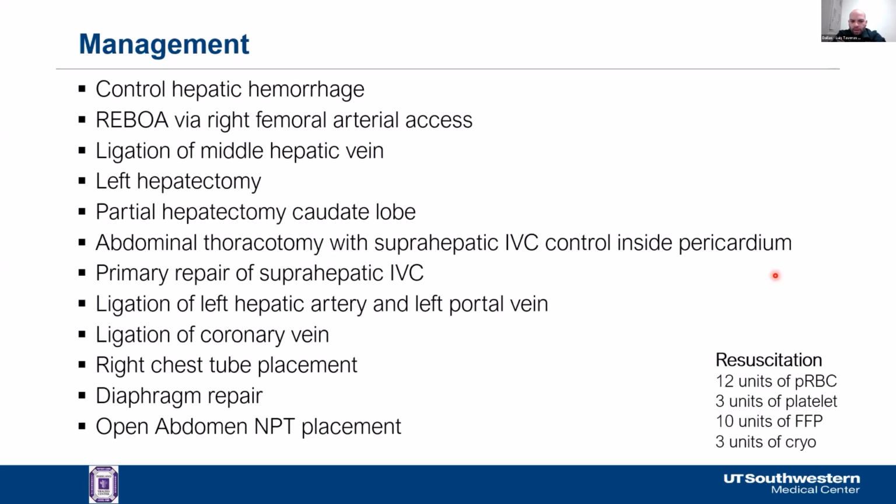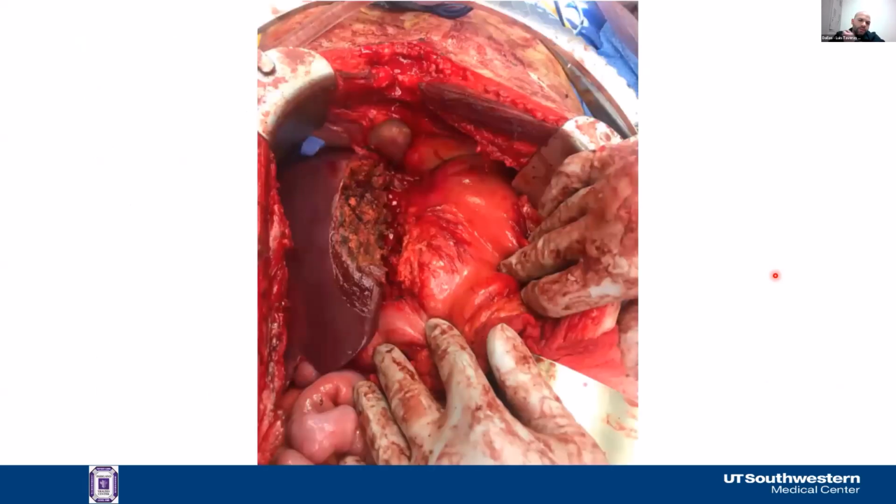So the left hepatic artery and left portal vein, which were both injured, were ligated, as well as the coronary vein. Because of the resuscitation and the complexity of the case, a temporary abdominal closure was placed, and at this point the patient has received 12 units of RBCs, 3 packs of platelets, 10 units of FFP, and 3 of cryo. And in the following, we have some representative images. We can see here the liver bed after the left hepatectomy has been performed.